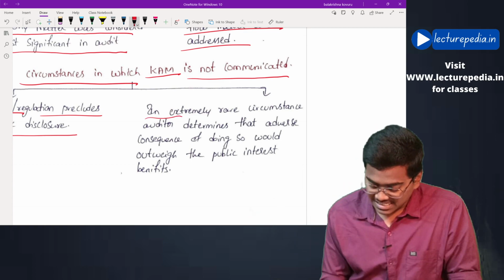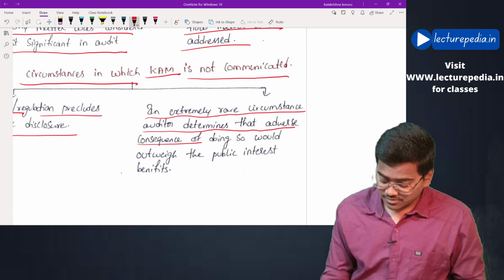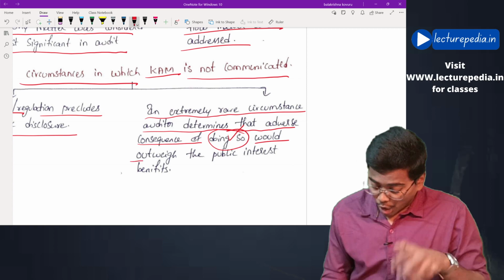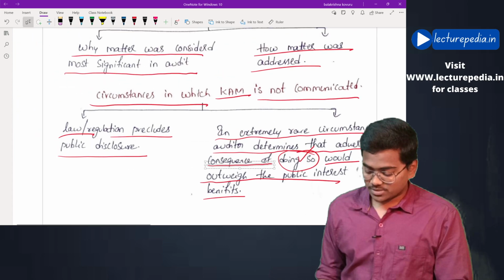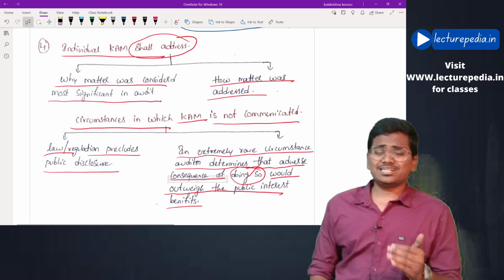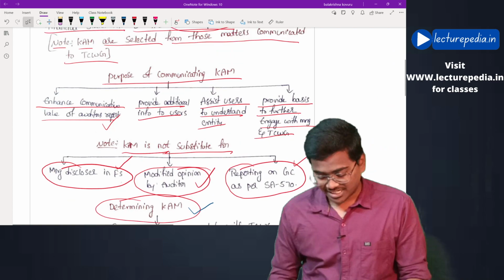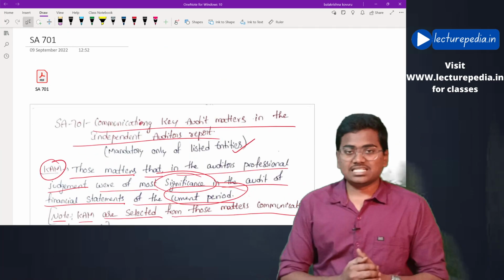See, in extremely rare circumstance, auditor determines that adverse consequence of doing so means communicating key audit matter would outweigh the public interest benefits. Hope this is clear. In these two situations, auditor can decide not to communicate key audit matter. Hope this is clear. By this, SA 701 revision has been completed. In the next class, we will be revising SA 705.